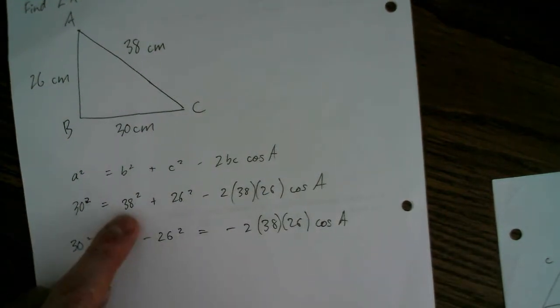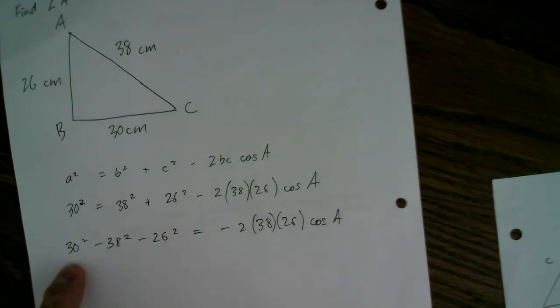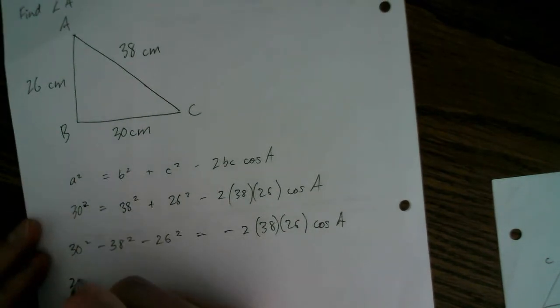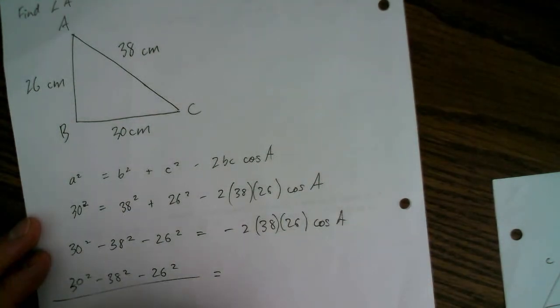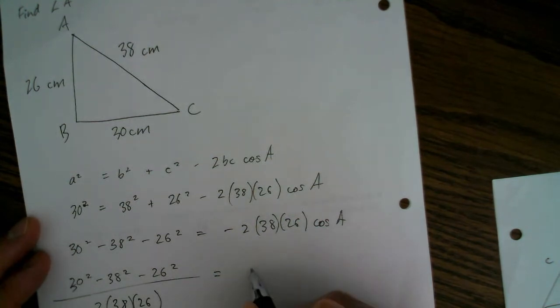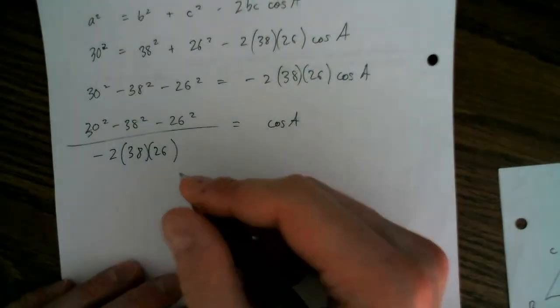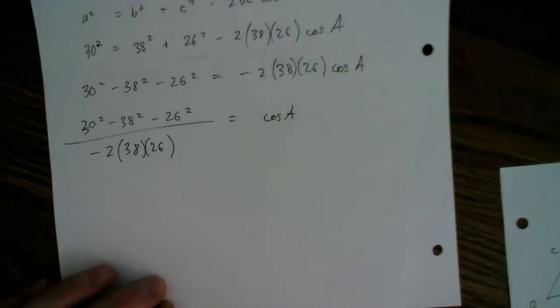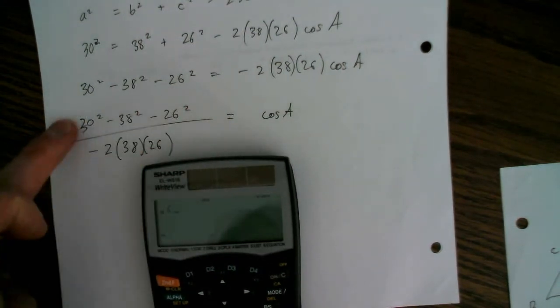Okay, I've subtracted 38 squared and 26 squared from both sides. I'm going to divide both sides by this whole quantity. And I'm going to get the calculator to do all the hard work. Make sure I use brackets on my calculator for the numerator.